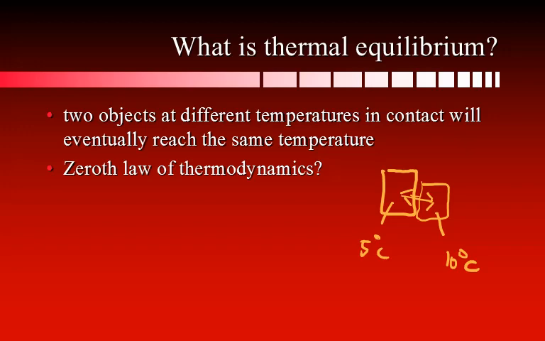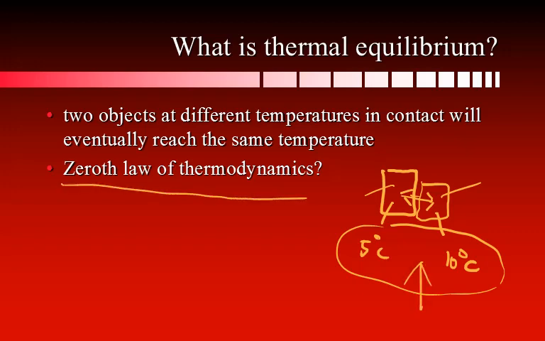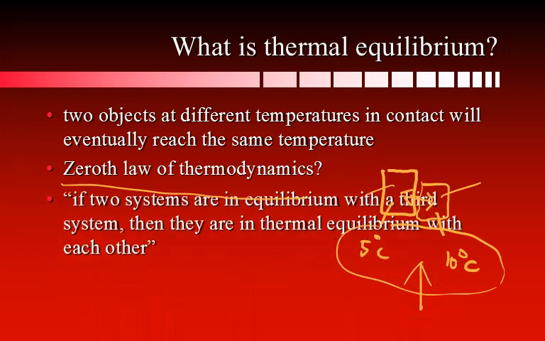And we know it's going to have to be in between these two, right? It can't be, all of a sudden this becomes 4 and this becomes 11 or something, right? We know that it's going to have to be in between these two. So when we talk about the 0th law of thermodynamics, that's going to be an important consideration.